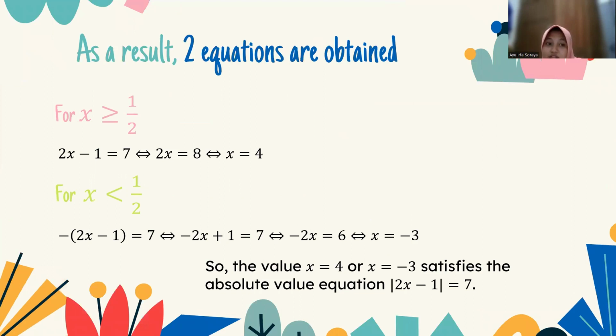So for the first case, x greater than or equal to a half, 2x minus 1 equals 7, and we have x equal to 4. The next is for x less than a half: minus (2x minus 1) equals 7 becomes minus 2x plus 1 equals 7, and we have x equals negative 3. So x equals 4 or x equals negative 3 satisfies the absolute value equation |2x minus 1| equals 7.